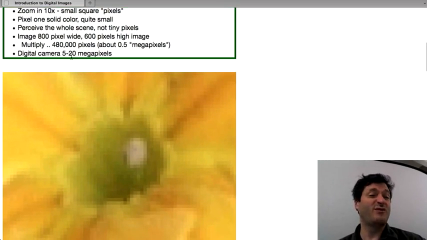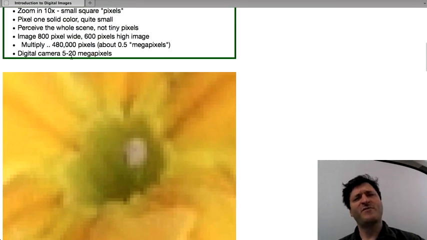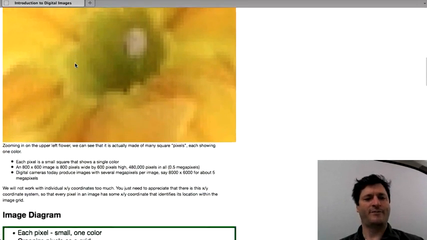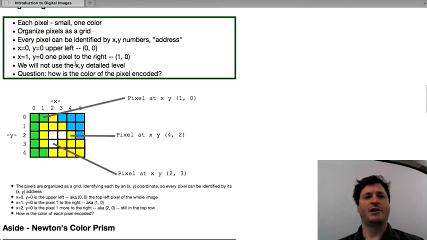A digital camera today, even on a phone, usually would produce an image on the order of 5 megapixels, 10 megapixels, maybe 20 megapixels. That would be a pretty big image. All right, so let's see how this thing works. Just to make it a little more crisp, I made this diagram. So if I have an image, I can think of it really as this grid of pixels. So each pixel is a square, and it's just showing a single color.